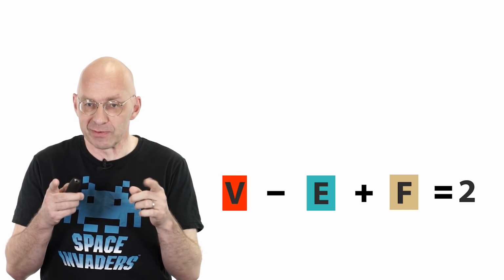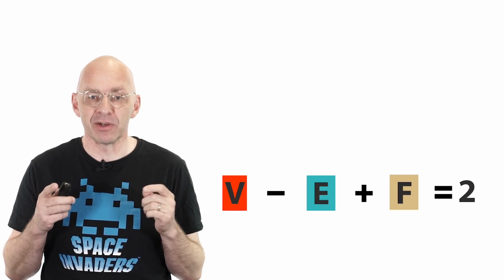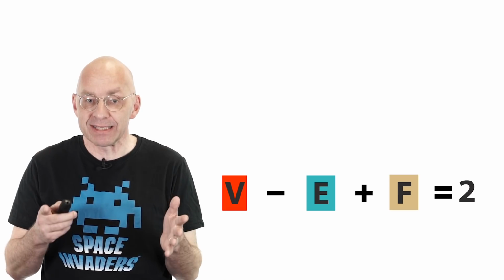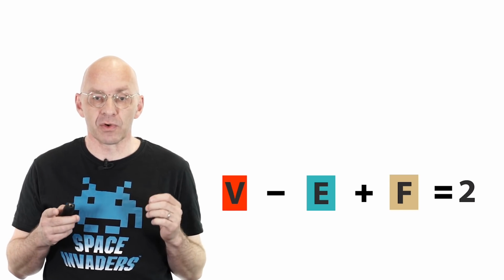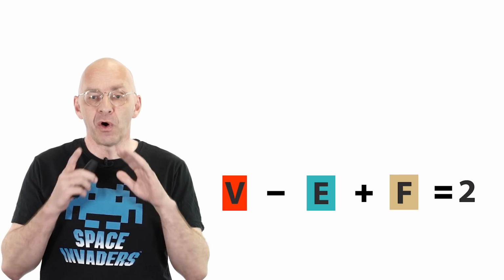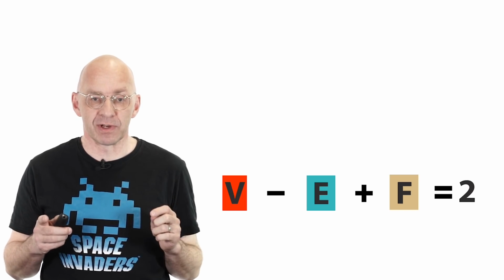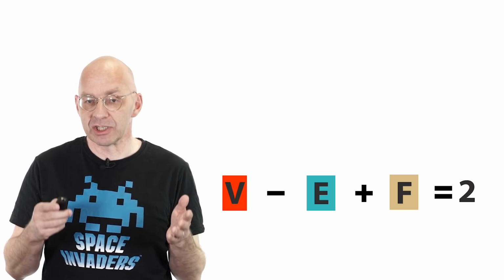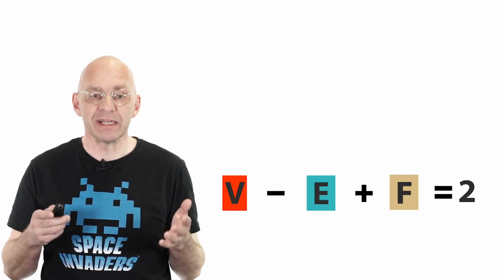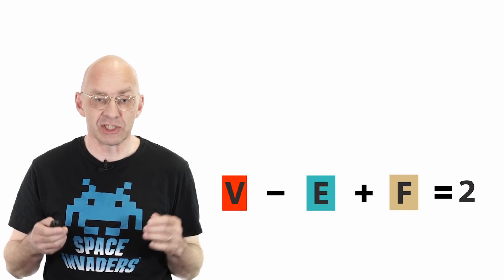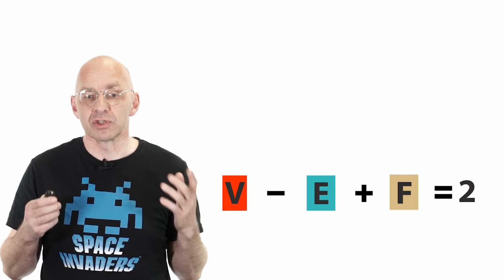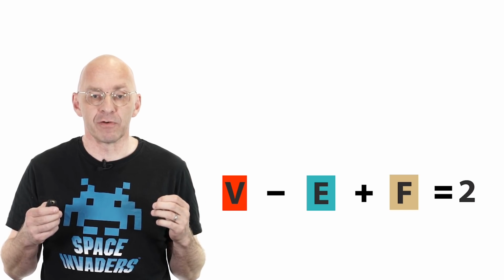A lot of you will recognize this formula, and many of you will also know that what's amazing is that the formula works not only for our cube, but for all convex 3D polyhedra. That is, vertices minus edges plus faces equals 2 for any convex, so no indentation, solid object whose surface is made up of a finite number of polygon faces.